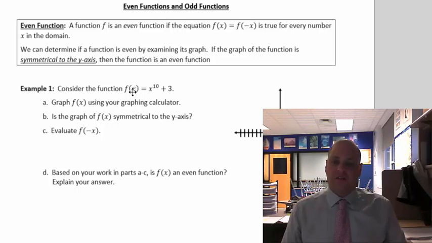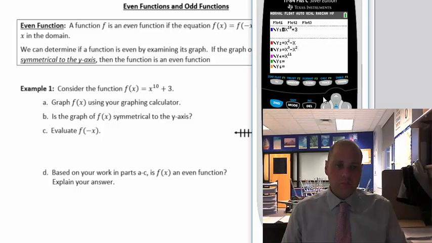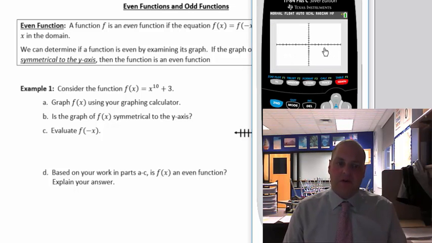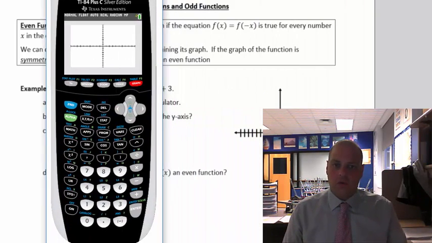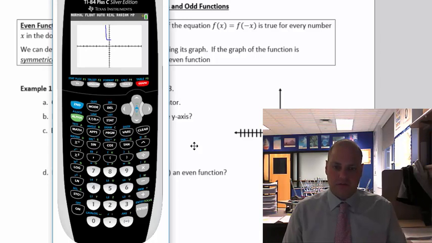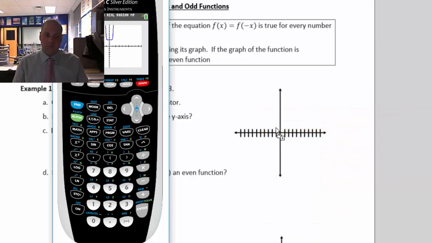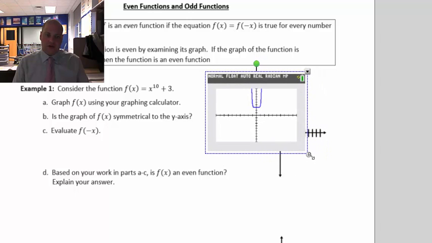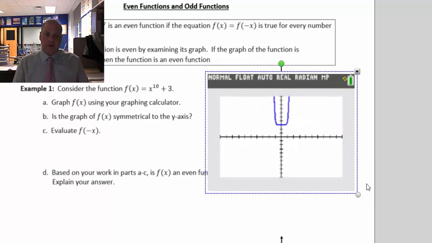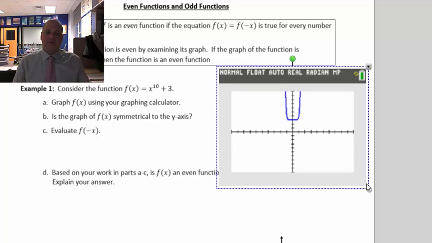So we're going to start off with this. Consider this function here, f of x equals x to the 10th plus 3. So here's x to the 10th plus 3. Again, I typed them in here just to save time, but only the first one's turned on. See how I have a highlighted equal sign, x to the 10th plus 3. That's the one that we're going to graph right here. And again, I'm going to cheat, and you have to graph yours, right? So there it is. That's what x to the 10th plus 3 looks like.